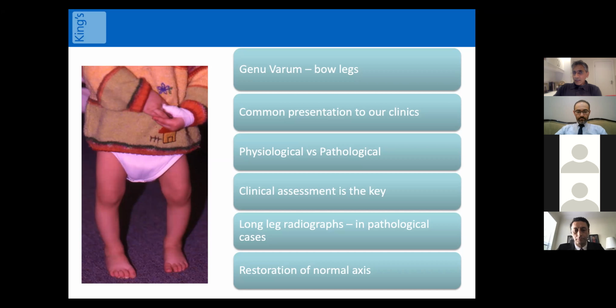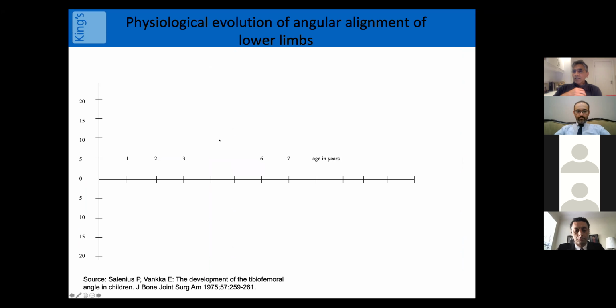I say to my trainees, don't ever ask for an X-ray unless you've thoroughly examined the child. I would say 95% of the time genu varum doesn't need an X-ray. So just spend time on assessing the child and the parents. I'm sure every trainee in orthopedics would know the work by Salenius and Vankka, but there's some historic perspective to this.